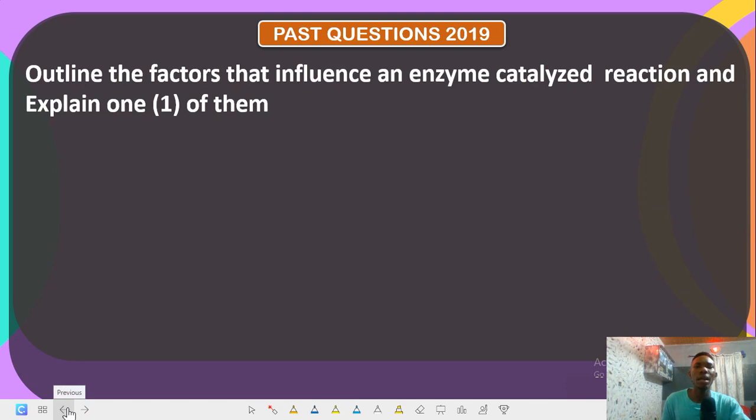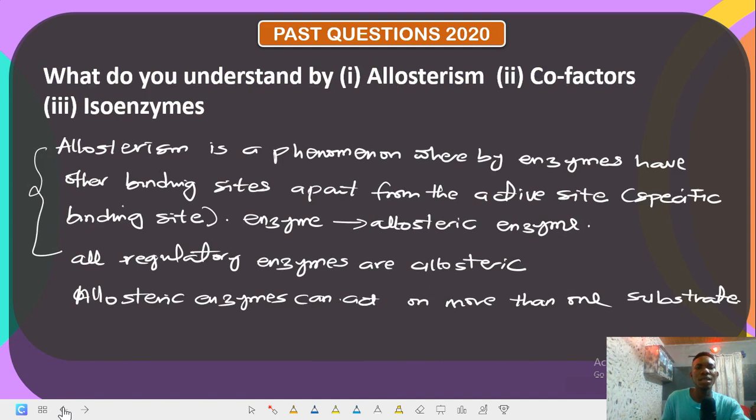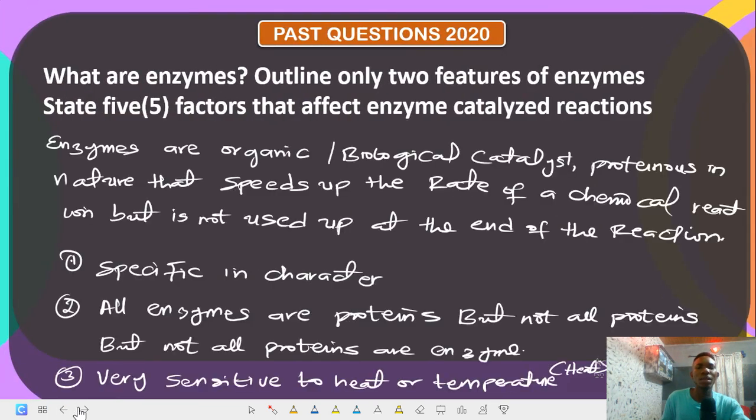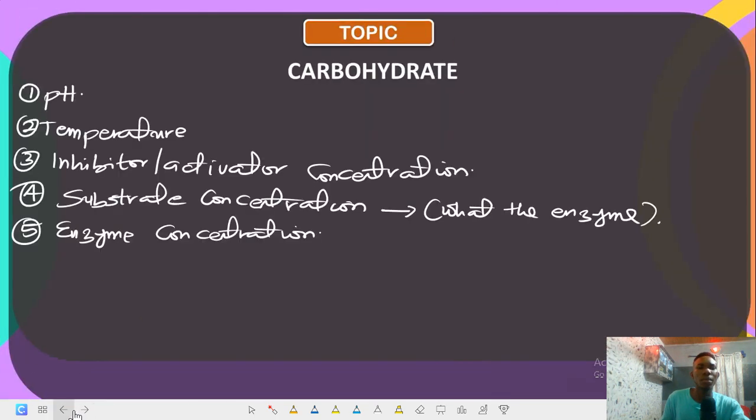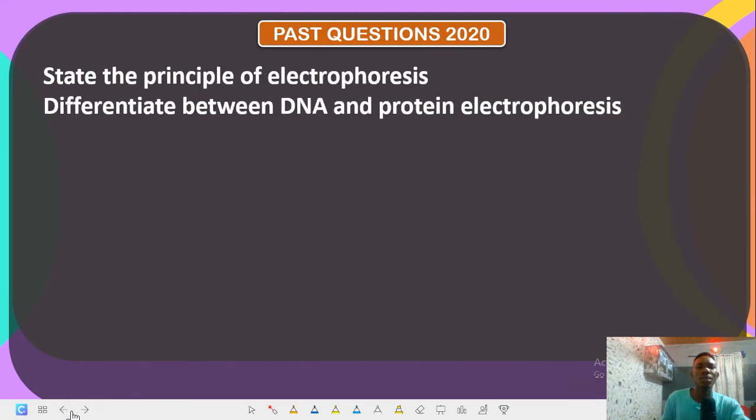Okay. Now, the factors that influence enzyme catalyzed reactions. We have the concentration. We've stated this before. This is for 2019 now. We said we'll end in 2020, so these are the questions in 2020. I believe so. Is there any other one that we've not done? The 5 factors that affect enzyme activity. Okay, we are done with that.